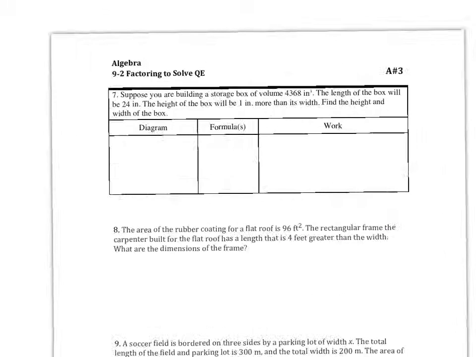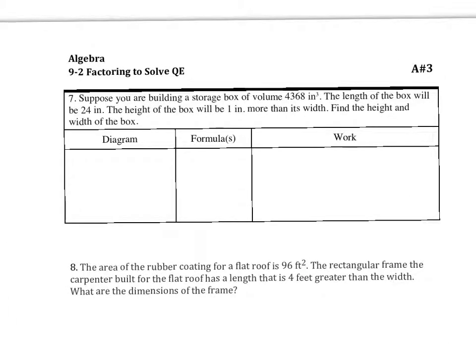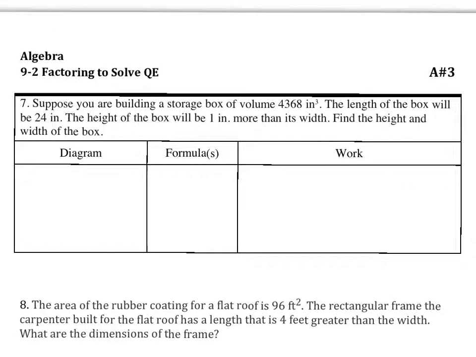The last thing we're going to look at is context, or applications. So suppose you are building a storage box that has a volume of 4,368 cubic inches. The length of the box will be 24 inches. The height of the box will be 1 inch more than its width. So we don't know the width, nor do we know the height, but they do have a relationship with each other. Find the height and the width of the box.